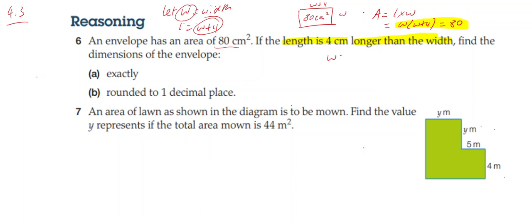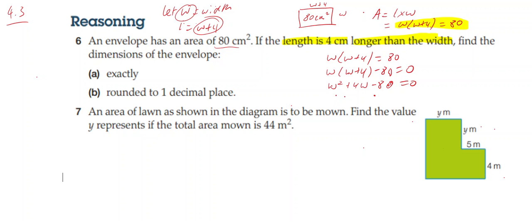So I can go W times W plus 4 equals 80. I'm going to move the 80 to the left hand side, so it becomes negative 80 equals 0. Now I'm going to expand the two W terms. So W squared plus 4W minus 80 equals 0. Now I cannot factorize this as normal, because there's no two factors that multiply to give me negative 80 but add together to give me positive 4. So I'll have to bite the bullet and complete the square.